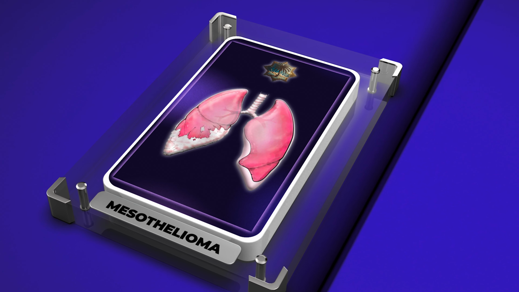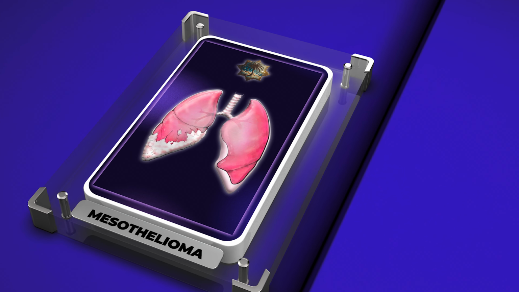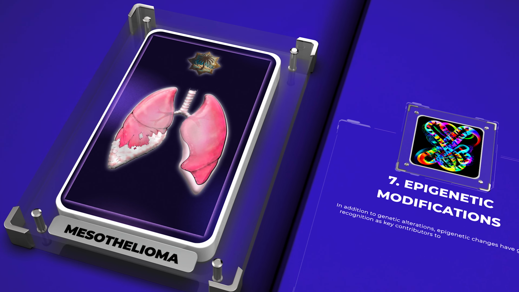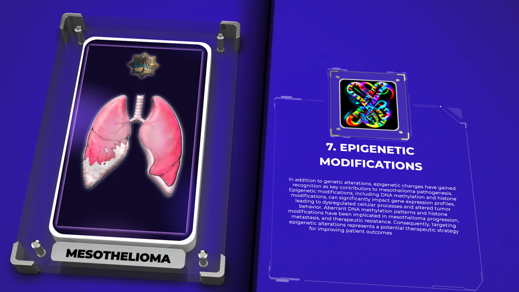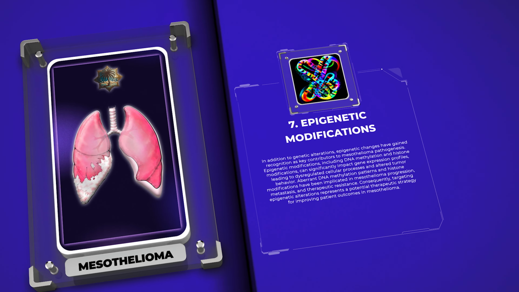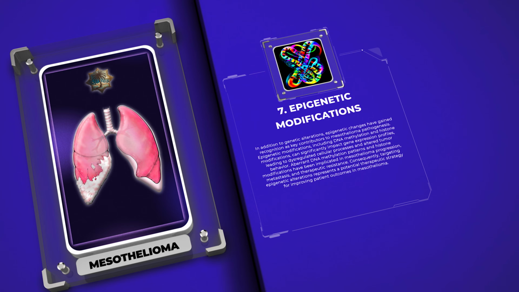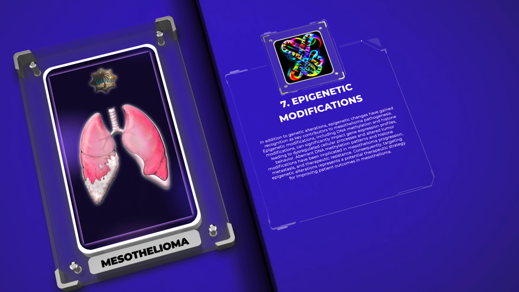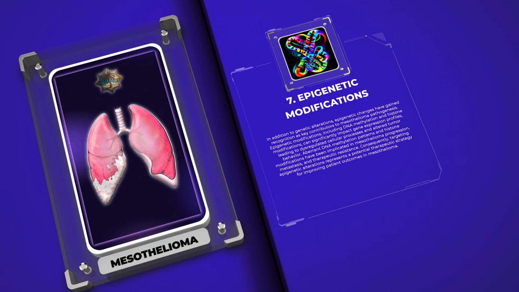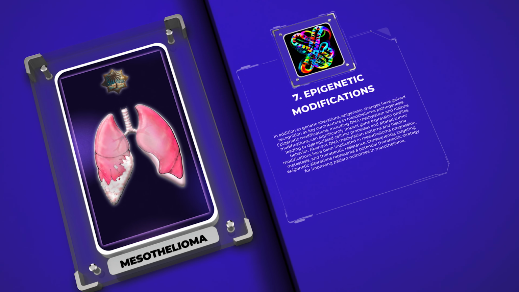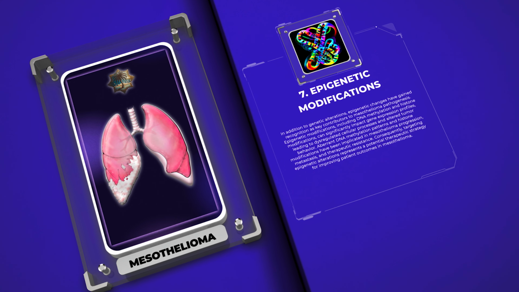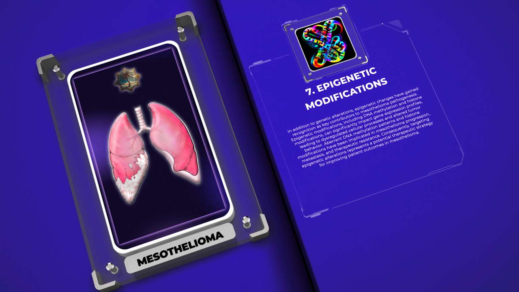In addition to genetic alterations, epigenetic changes have gained recognition as key contributors to mesothelioma pathogenesis. Epigenetic modifications, including DNA methylation and histone modifications, can significantly impact gene expression profiles, leading to dysregulated cellular processes and altered tumor behavior. Aberrant DNA methylation patterns and histone modifications have been implicated in mesothelioma progression, metastasis, and therapeutic resistance. Consequently, targeting epigenetic alterations represents a potential therapeutic strategy for improving patient outcomes in mesothelioma.